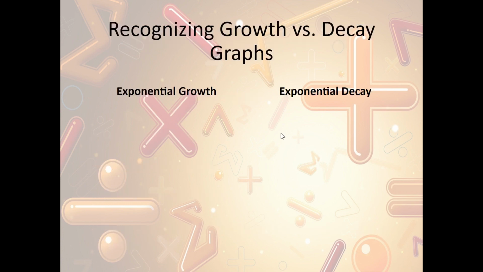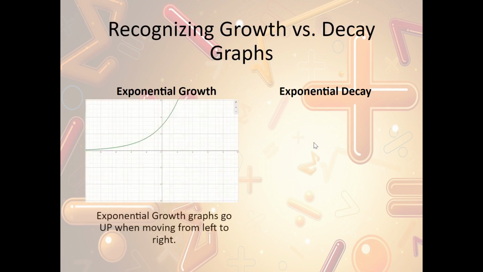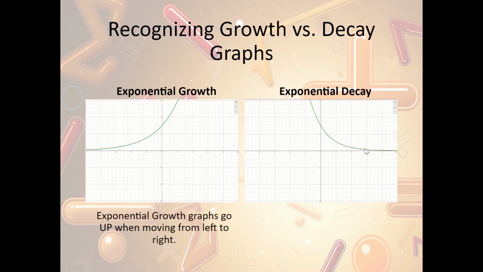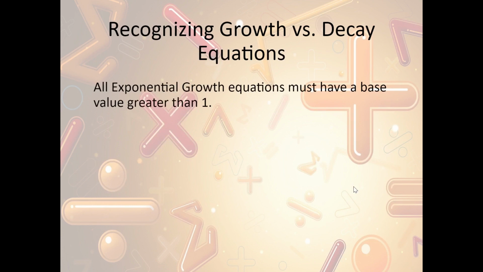Now, how can we recognize growth versus decay in graphs? Well, growth is always going to go up. Decay will always go down. So exponential growth goes up, exponential decay goes down. How do we recognize it from equations? Well, exponential growth equations always have a base value greater than 1.